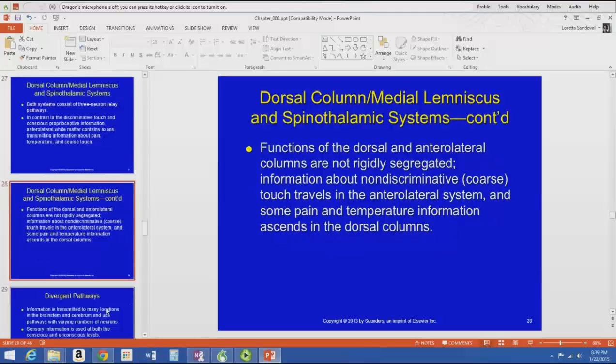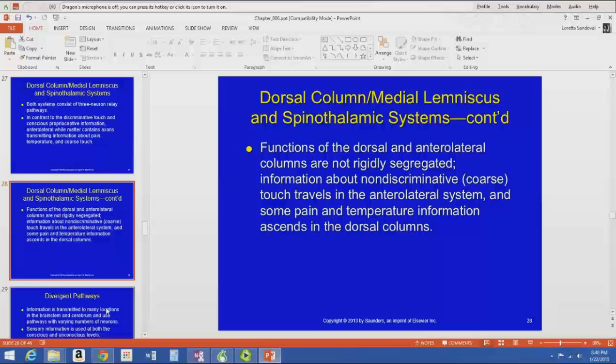Okay? So the functions of the dorsal and anterolateral columns are not rigidly segregated. In other words, a lot of information is coming in. Some of that conscious information is running in the anterolateral system, some of it's running in the dorsal column, and pain and temperature information can also be in either one. So suffice it to say that it's all conscious information that's running in those two tracts, dorsal column and spinothalamic.